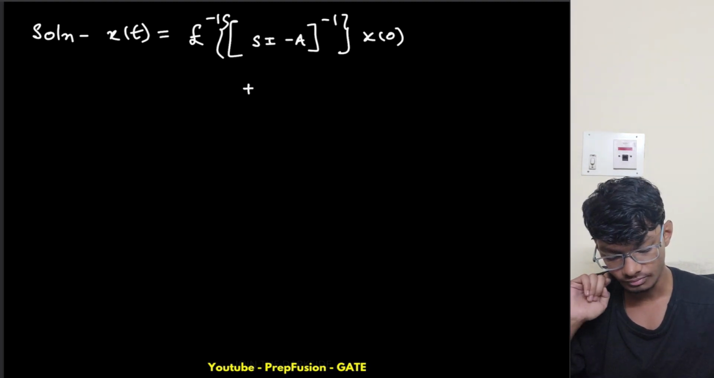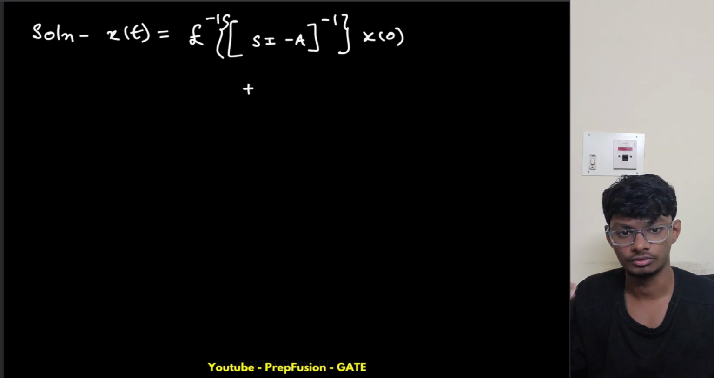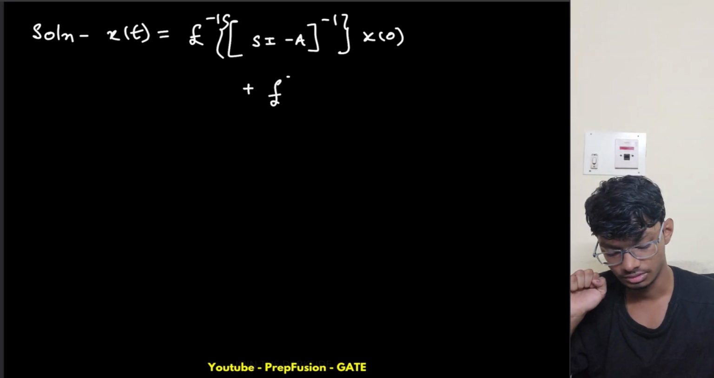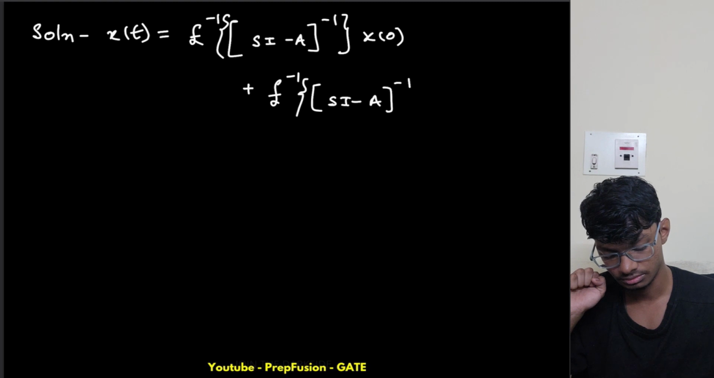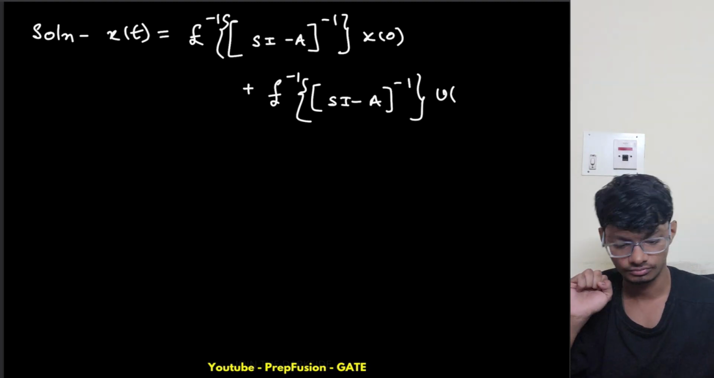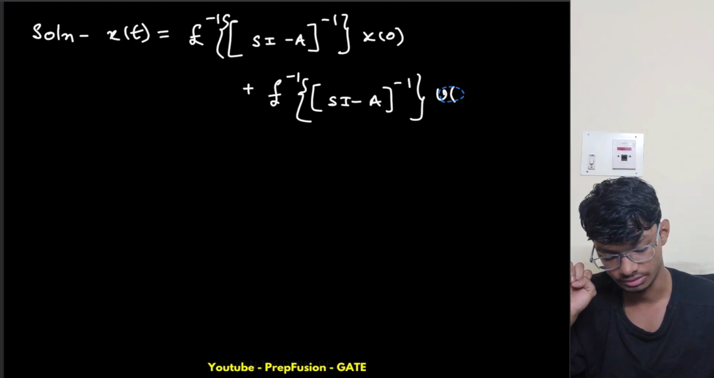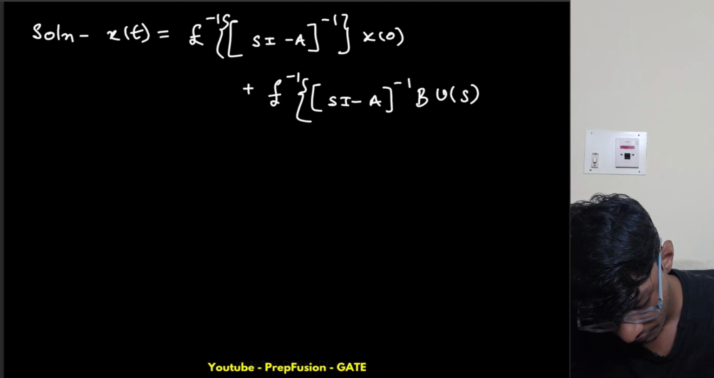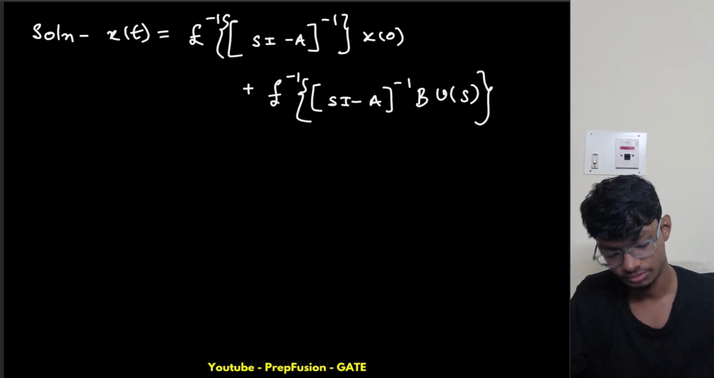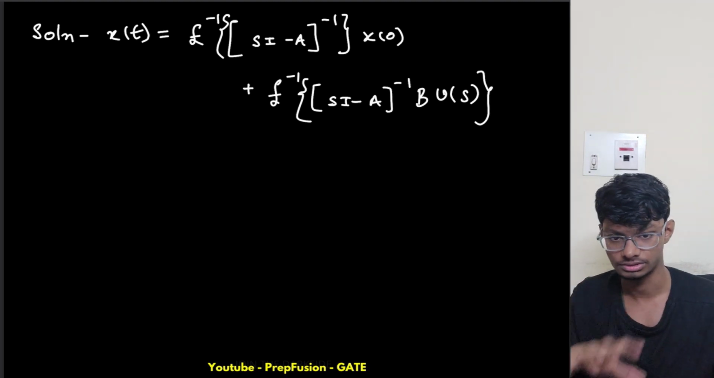Also, what is the state variable due to input? So it is again Laplace inverse of (sI minus A) inverse into u of t, basically not u of t. Let me solve this in the Laplace domain only, then I will take the Laplace inverse. So this will be multiplied by B, then U of s, then I will take the Laplace inverse. That's how I taught you, right? This is how you should do.